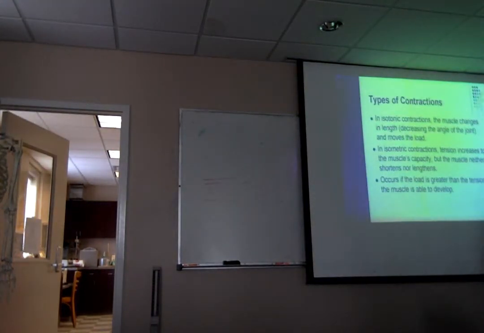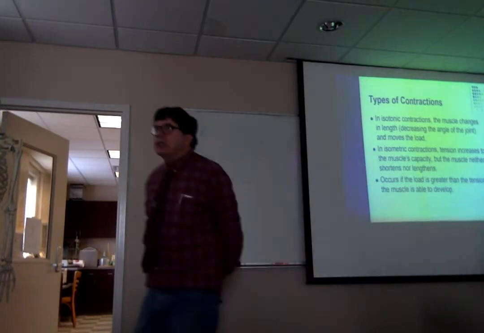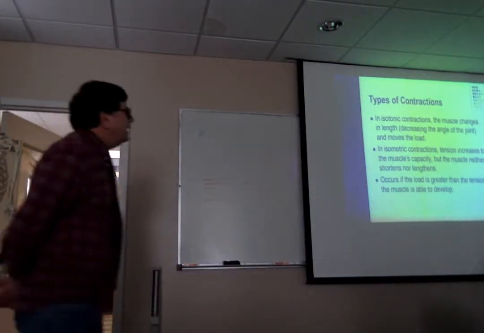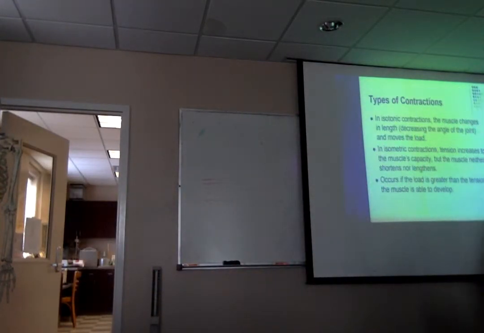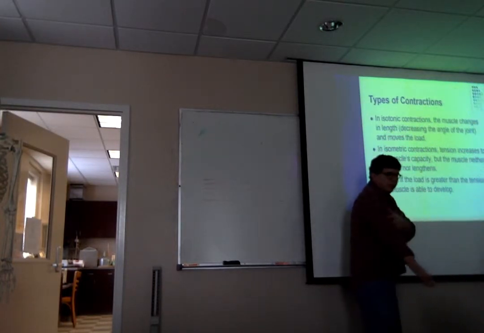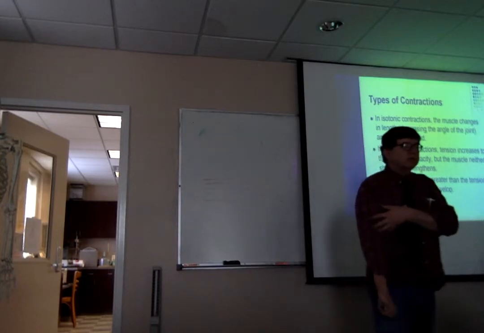Okay. Now, we differentiate between isotonic contractions and isometric. Isotonic contractions are ones that result in a change in muscle length and moving a load. For instance, if I'm lifting a weight like this, and in lifting the weight, I'm moving it, and I'm causing the angle of this joint to decrease. That's an isotonic contraction. The muscle changes in length. This biceps muscle shortens as I contract the muscle.